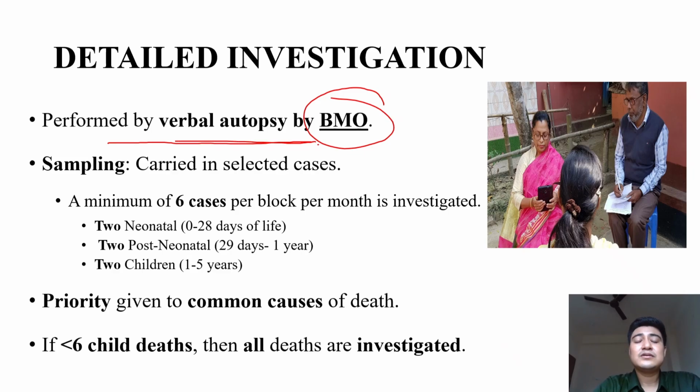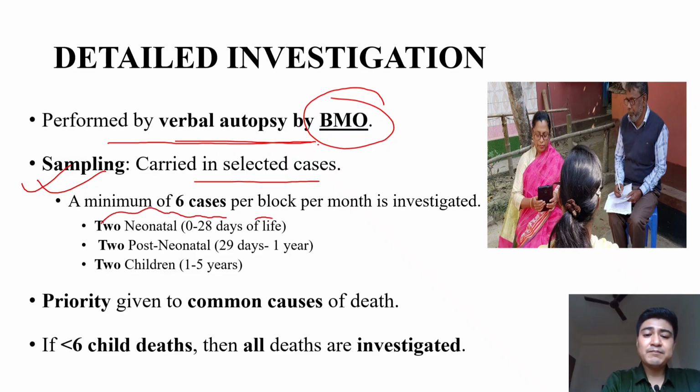So, how do the district nodal officers select a particular block? The sampling criteria is such that whenever a block is selected, a minimum of 6 cases per block per month is to be investigated. And at the block level, it is the responsibility of the block medical officer to conduct that particular investigation.